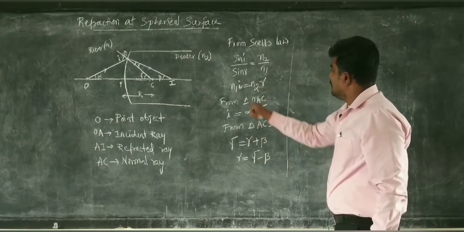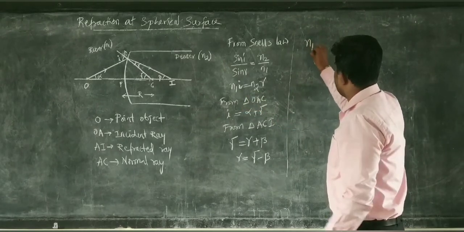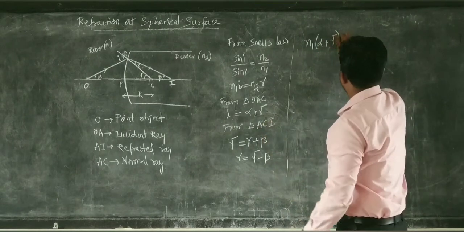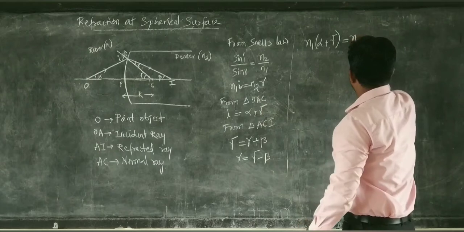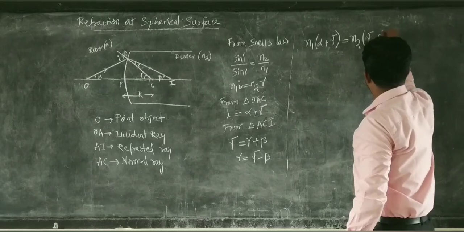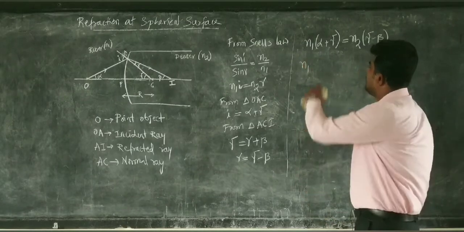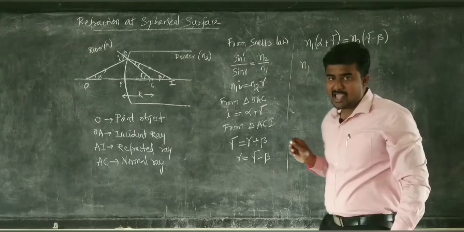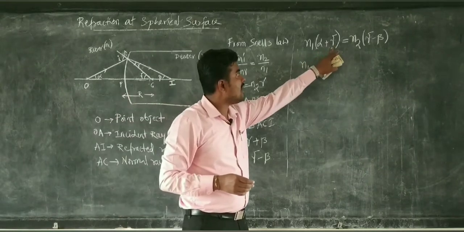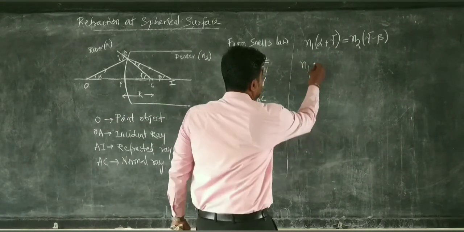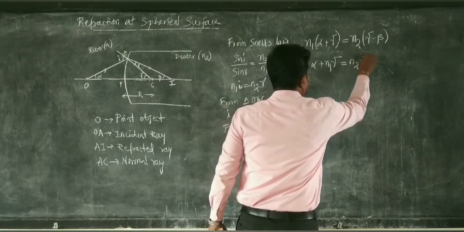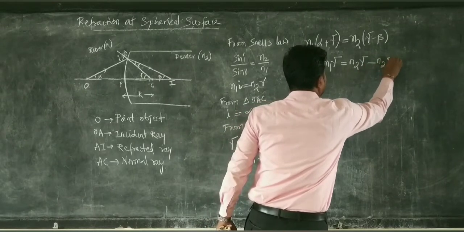See here, N1 I is there. Therefore, N1, in place of I, I can write alpha plus gamma, is equal to N2, and in place of R, I can write gamma minus beta. Alpha, beta and gamma, these three angles are very small angles. For small angles, we can consider tan alpha, tan gamma, tan beta also. So N1 alpha plus N1 gamma is equal to N2 gamma minus N2 beta.